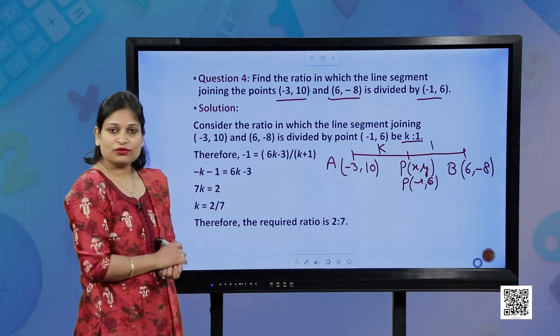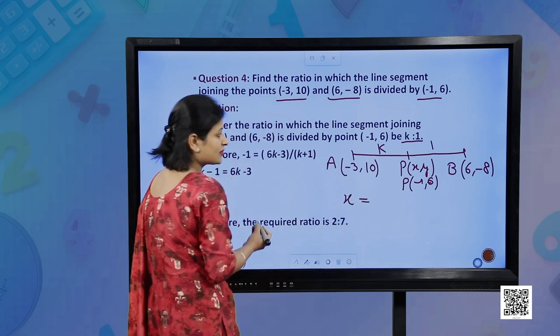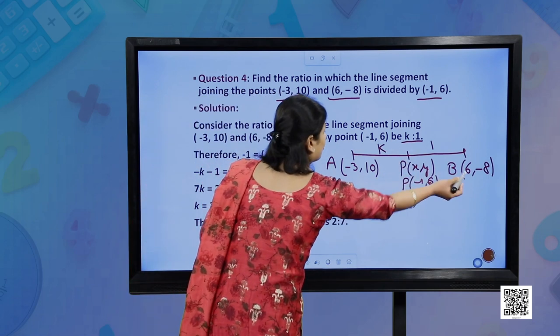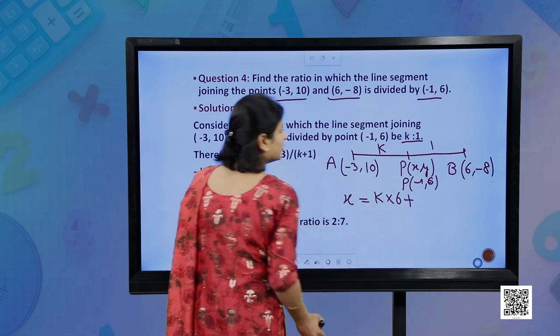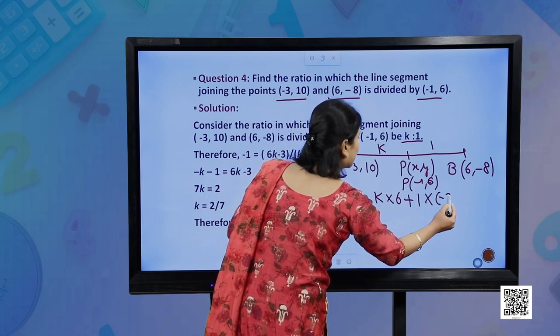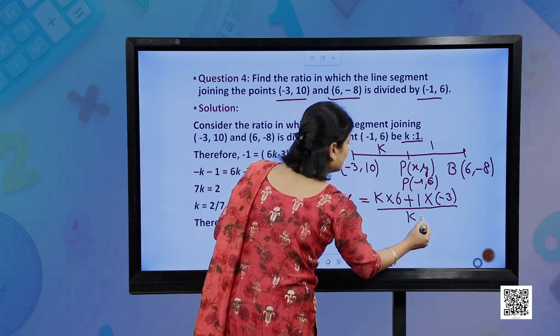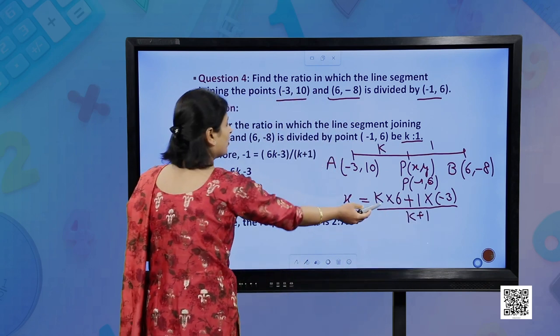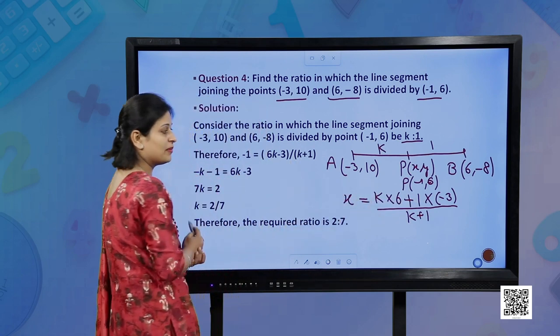So, apply the section formula for x. How will you find x? K into 6 plus 1 into minus 3 divided by the sum of the ratios, which is k plus 1. So, what will you get? 6k minus 3 divided by k plus 1.